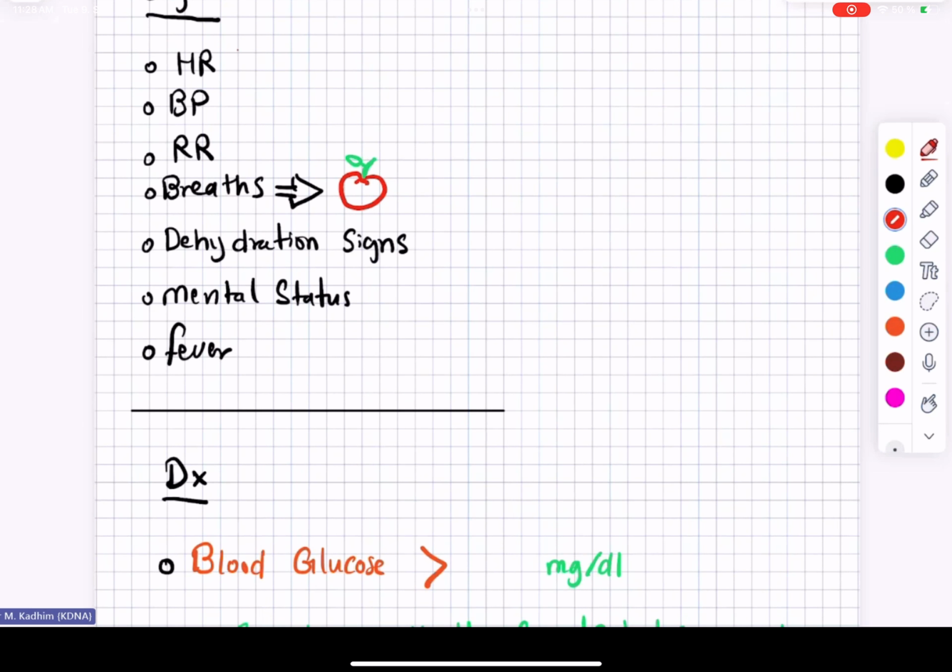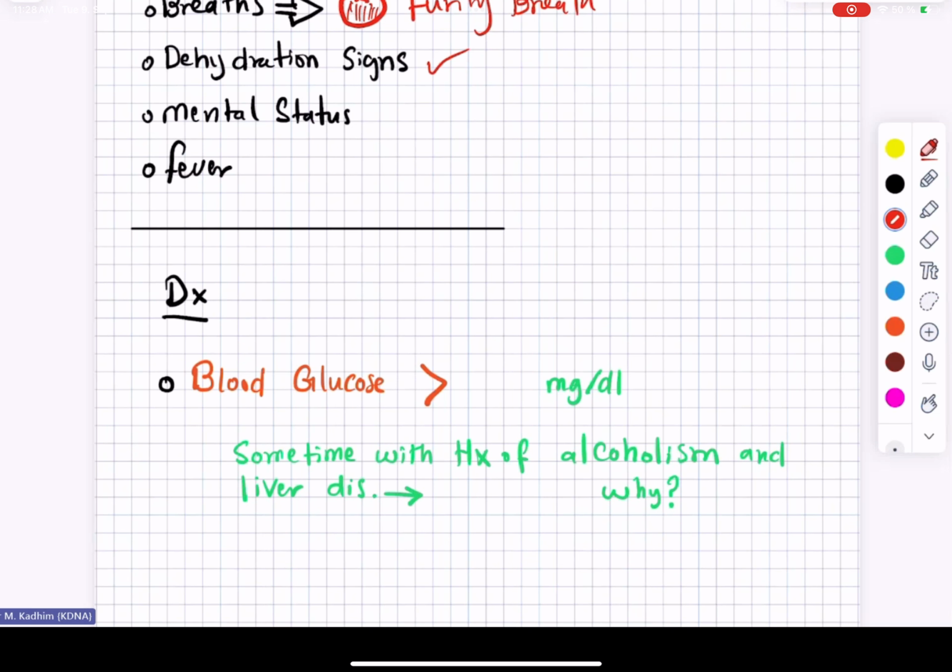Signs, of course: heart rate will be up, blood pressure will be down, dehydrated, respiratory rate will be up. The breath, I drew a fruit here because it's what they call fruity breath, because of the acetones that come out because of these acids. Dehydration signs: dehydration of the mucosal membrane, concentration of urine, all the signs of dehydration, mental status alteration, and fever. Sometimes the presentation is without fever, and that does not exclude infection.